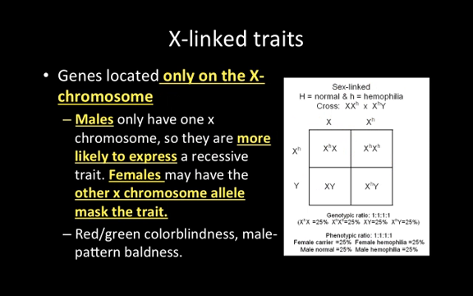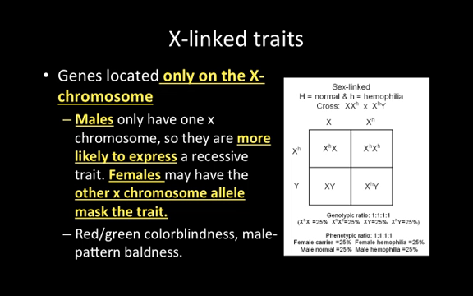So X-linked traits are only present on the X chromosome. Males only have one X chromosome, so they're more likely to express a recessive trait because they don't have another X allele to mask that. So men only get one allele that is sex-linked. Women get 2, so they have a chance that they could mask that particular trait. Because they have another X chromosome, they have another allele that could mask that trait. Men don't. So if we have the allele, we have it. We cannot be carriers.